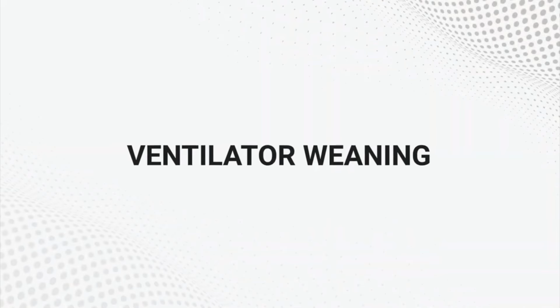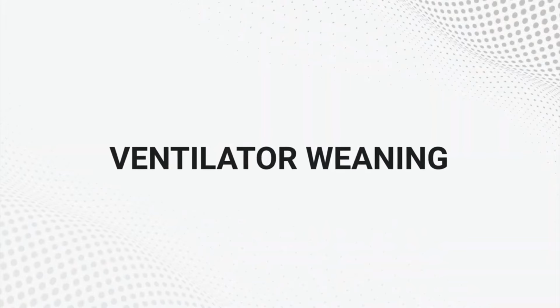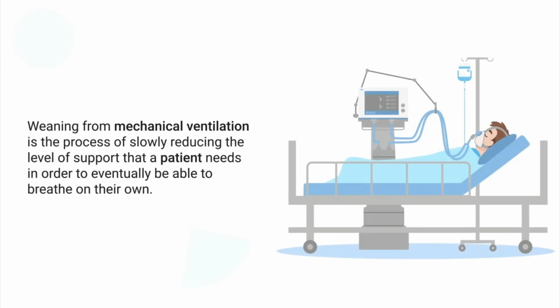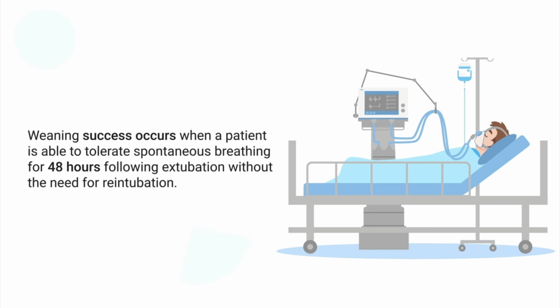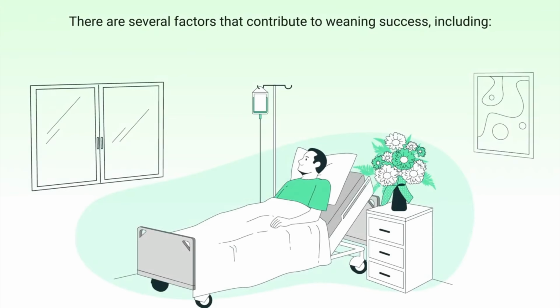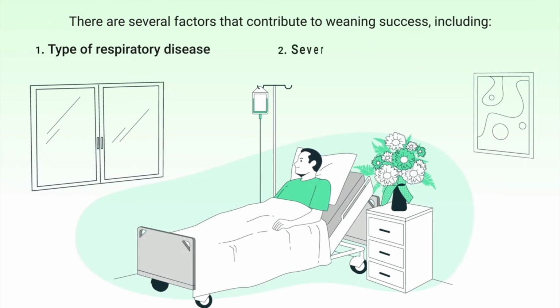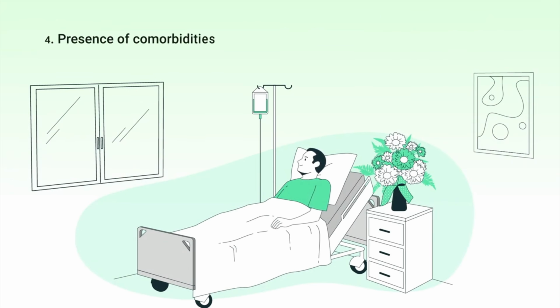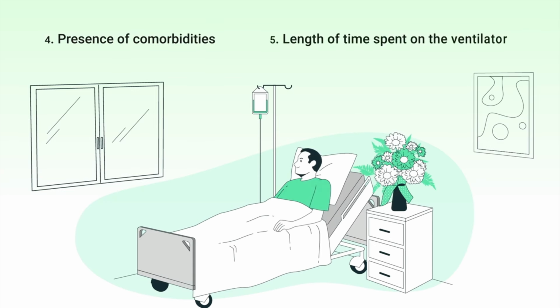And the next essential topic that we need to discuss is ventilator weaning. Weaning from mechanical ventilation is the process of slowly reducing the level of support that a patient needs in order to eventually be able to breathe on their own. Weaning success occurs when a patient is able to tolerate spontaneous breathing for 48 hours following extubation without the need for re-intubation. There are several factors that can contribute to weaning success, including the type of respiratory disease, severity, the patient's age, the presence of comorbidities, and the length of time on the ventilator.